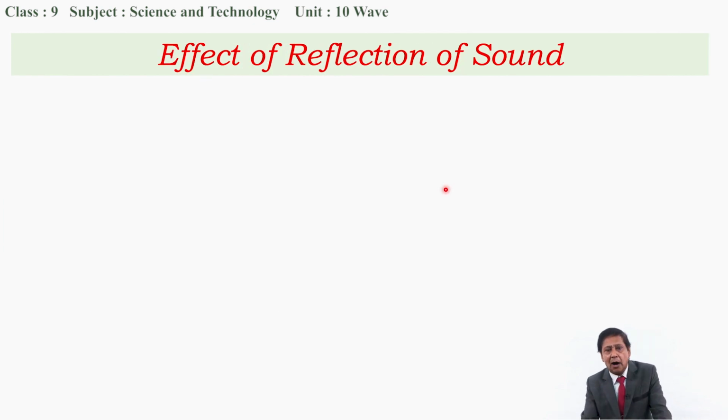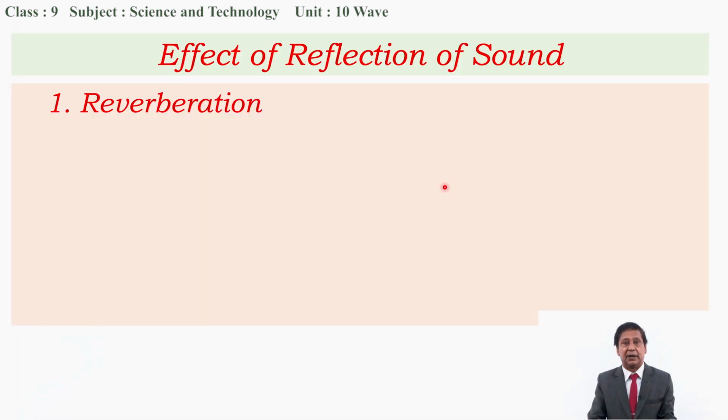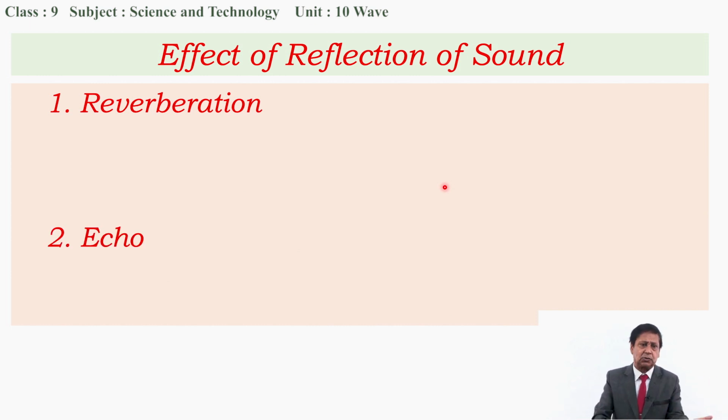Now let's talk about the effects of reflection. There are two major effects of reflection of sound. One is called reverberation. In Nepali, we say gunjan. And another is called echo. In Nepali, we used to say pratidhwani. Reverberation and echo are the best examples. I mean to say, there are two major effects of reflection of sound. One is reverberation, another is echo.